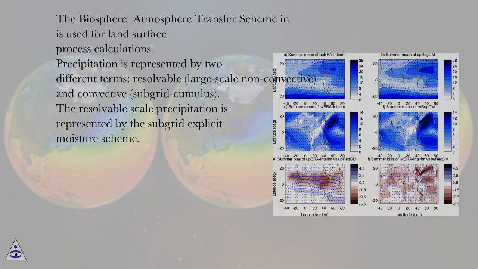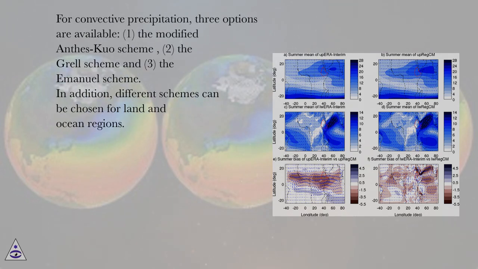The biosphere-atmosphere transfer scheme is used for land surface process calculations. Precipitation is represented by two different terms: resolvable, large-scale non-convective, and convective, subgrid cumulus. The resolvable scale precipitation is represented by the subgrid explicit moisture scheme. For convective precipitation, three options are available: 1. The modified Anthes-Kuo scheme, 2. The Grell scheme, and 3. The Emanuel scheme. In addition, different schemes can be chosen for land and ocean regions.